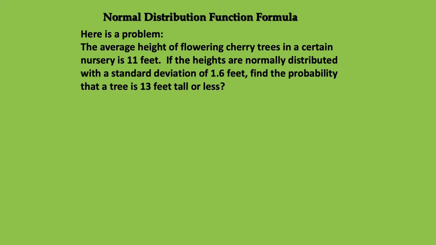The average height of a flowering cherry tree in the nursery is 11 feet, so the average we're looking at is 11. And if the heights are normally distributed with a standard deviation of 1.6 feet, find the probability that a tree is 13 feet tall or less. And you should really think of what 13 feet tall or less means. We'll talk about that a little bit later in the video.